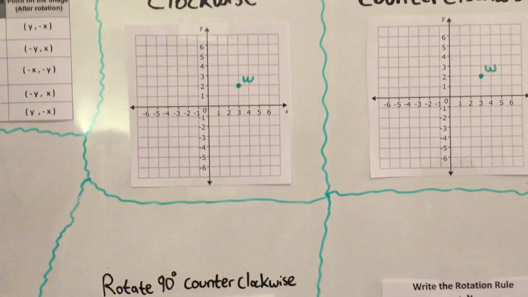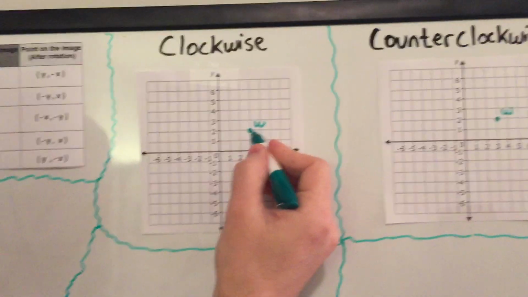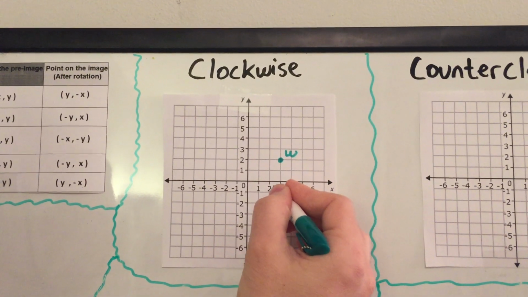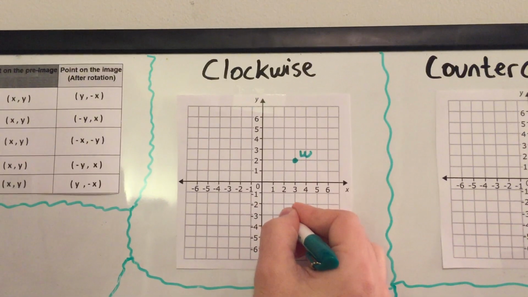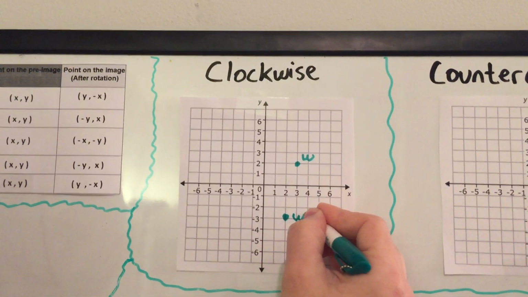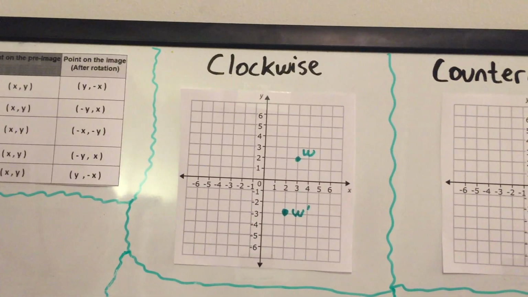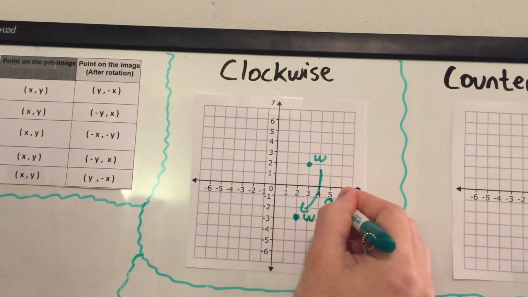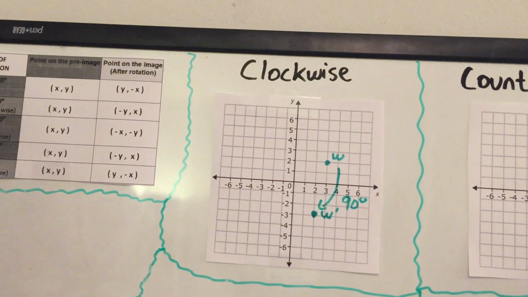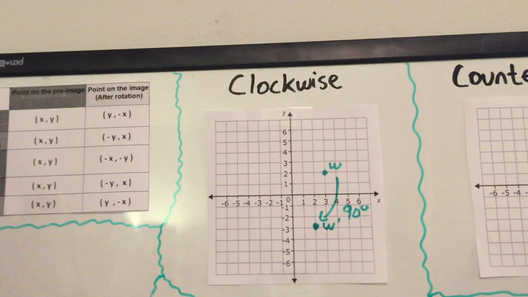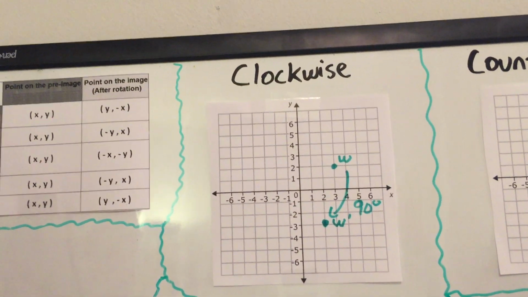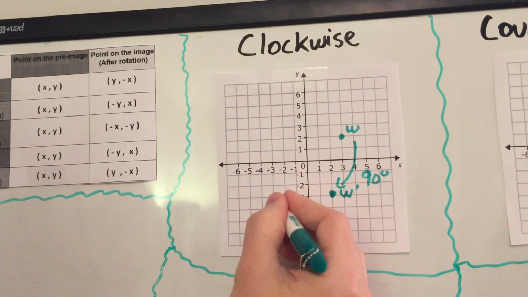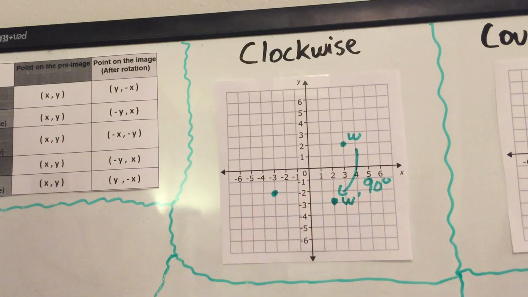What that looks like visually is, W right here. If I moved it 90 degrees, that would get us down to right here, and I'm just going to call this W prime because that's my new image. This was a 90 degree move, 90 degrees clockwise. Now we're going to add another 90 degrees and move it 180 degrees, and that's going to bring us to this point right here.